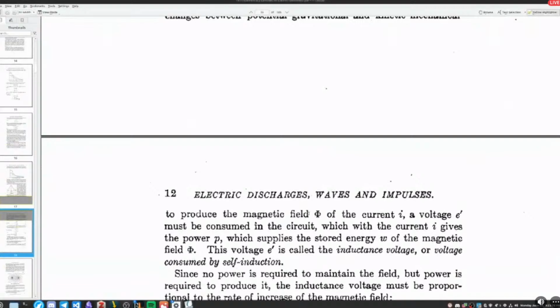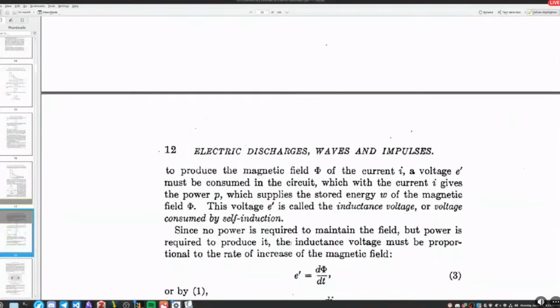Psi? I think so. The magnetic field. Okay. Capital Phi? Sure. Psi or capital Phi. Is that what you said? Actually, I think you might be right.